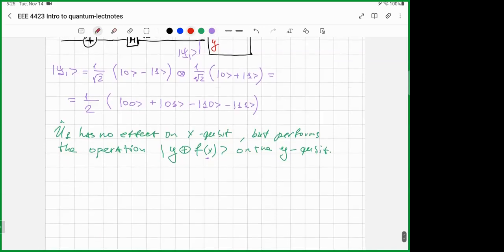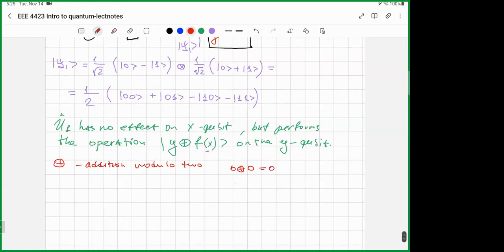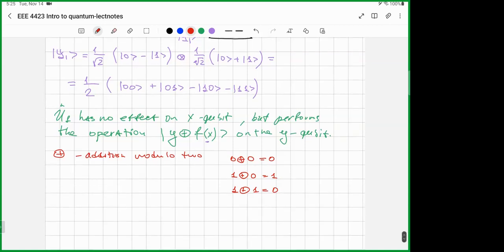So what is the addition modulo 2? Just to remind you, 0 plus 0 gives us 0, 1 plus 0 gives us 1, but 1 plus modulo 2, 1 gives us 0. Okay, so this is how it works.